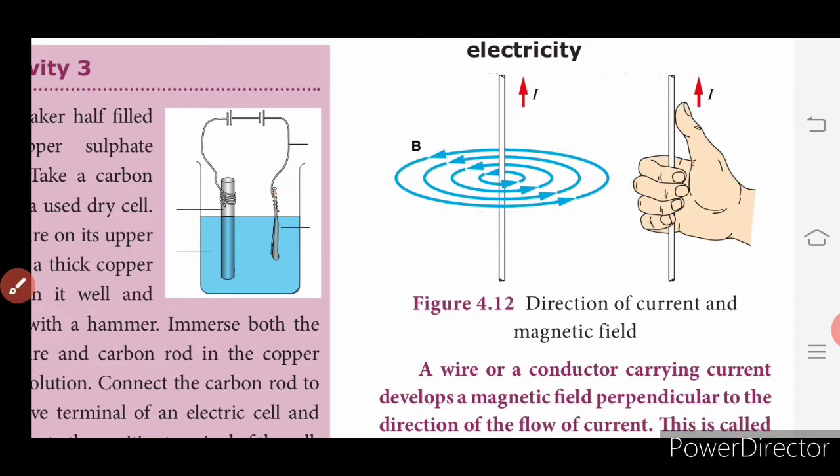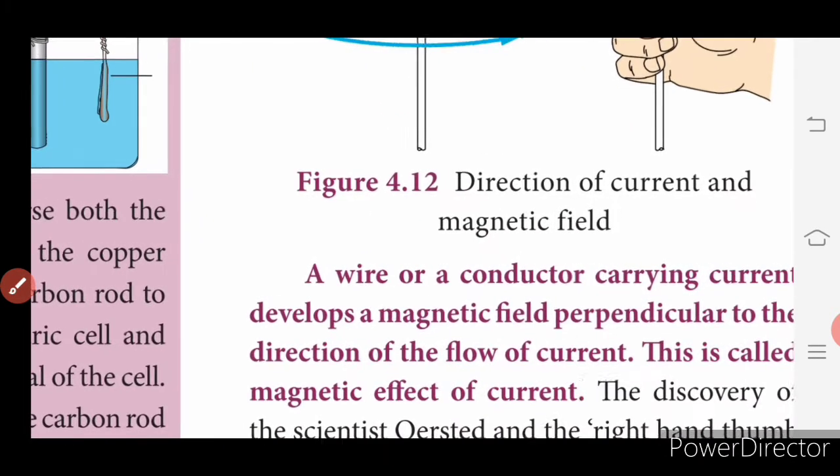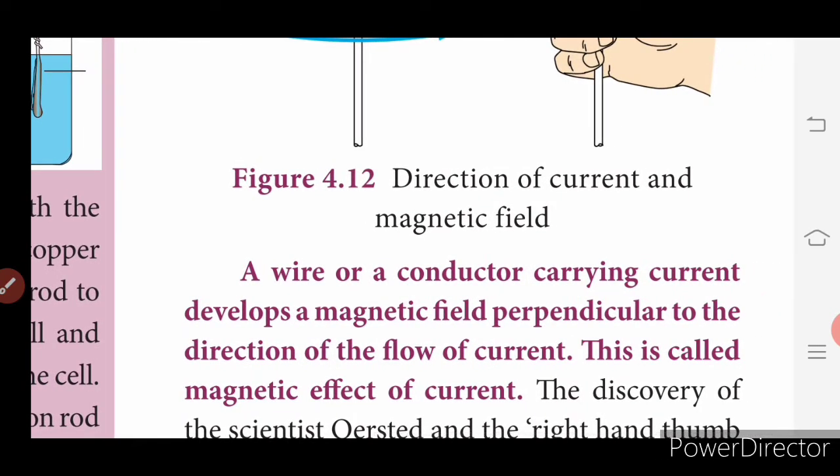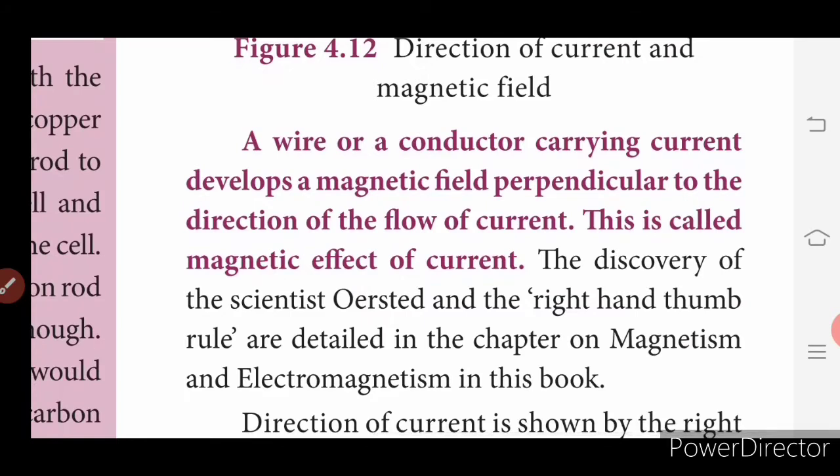So what is the definition of this magnetic effect of current? A wire or a conductor carrying current develops a magnetic field perpendicular to it. That is, the magnetic field is always perpendicular to the direction of the flow of current. This is called the magnetic effect of current, and it was found by Oersted. The name of the scientist is Oersted, and the right hand thumb rule is a very important rule that he found, showing how the current flows and how the magnetic induction behaves according to the current.